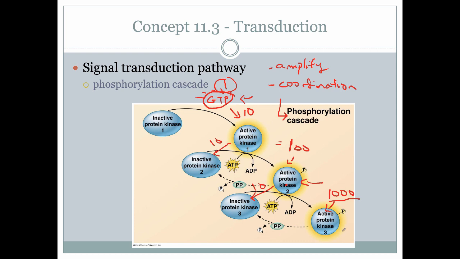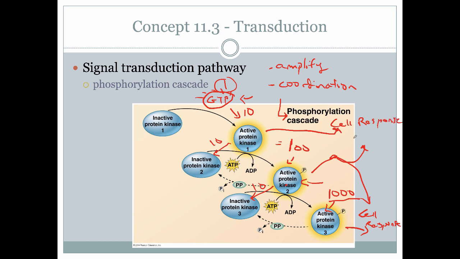So active protein kinase 3 is going to hopefully go do our cell response, we think. All right? But sometimes these cell signaling pathways are so complex that protein kinase 2 will also do the cell response, or might do a different cell response. And active protein kinase 1, although phosphorylating protein kinase 2, can actually also do a different cell response. Right? So this is what I mean by coordination.